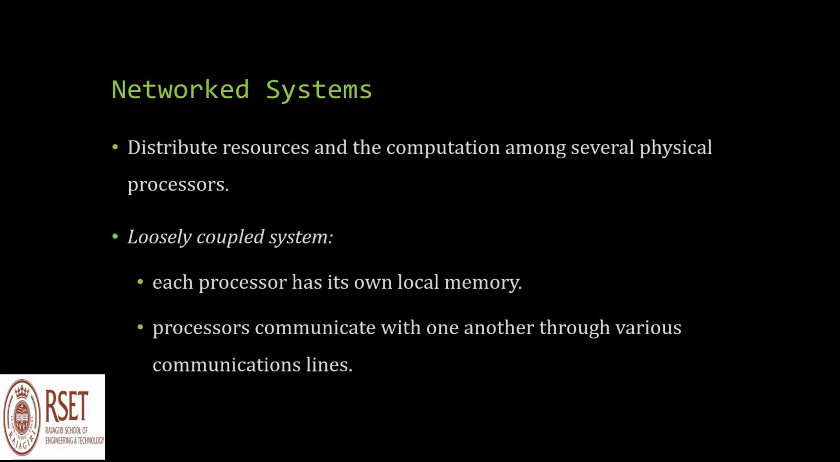Next, moving on to networked systems. Networked systems are otherwise called loosely coupled systems. They distribute resources and computation among several physical processors. They are called loosely coupled systems because each processor has its own local memory, and the processors communicate with one another through various communication lines. The advantages of this system include resource sharing, computation speedup, and reliability.